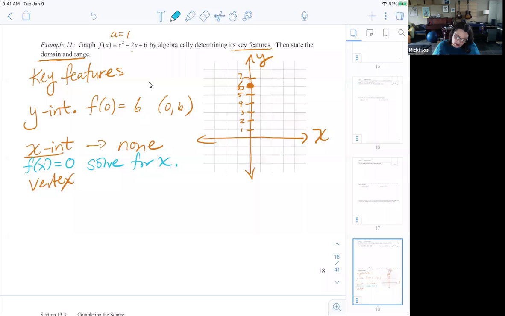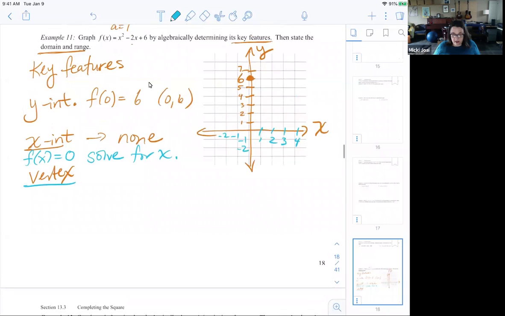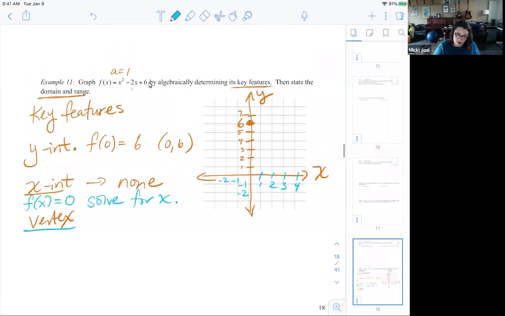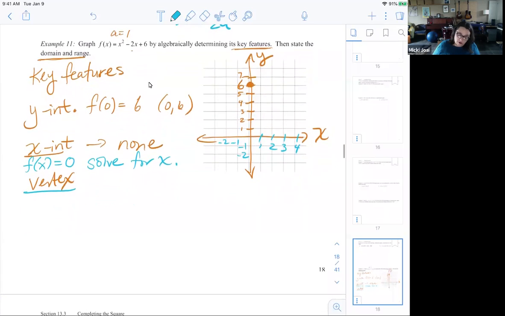And then here I'll use the same scale, 1, 2, 3, 4 on my x-axis, and then you can put in some negative numbers too, -1, -2. And then for the vertex, there are lots of ways I can find the vertex. There are formulas for that as well. I could use part of the quadratic formula, which is x equals -b over 2a. But we've been learning to complete the square in order to put it into vertex form.